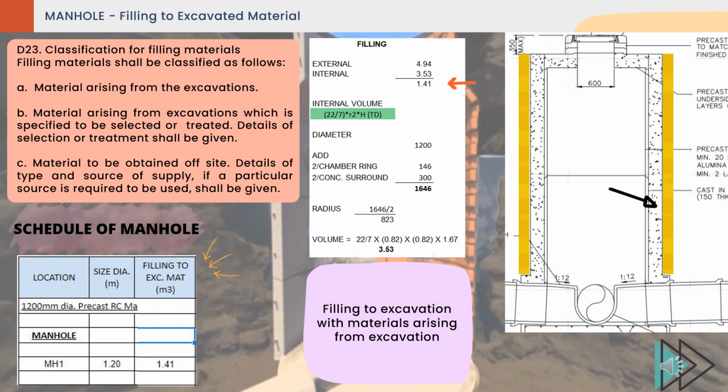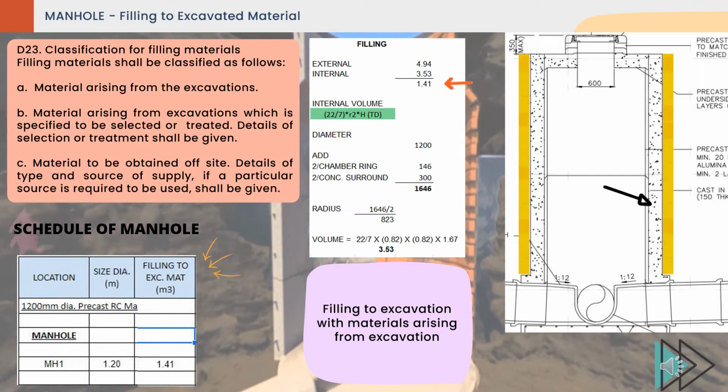Filling to excavated material. So as we can see on the right side of the slide, that is where we want to fill. So how to calculate filling? External less with internal volume. External volume is similar with excavation of pit. The formula of internal volume is pi times r square times total depth. So example of description is filling to excavation with materials arising from excavation.